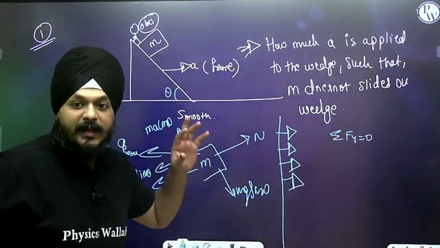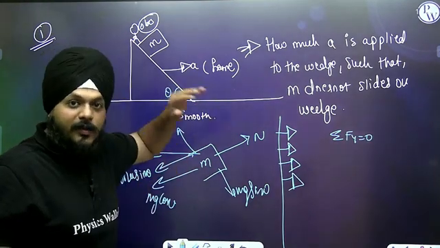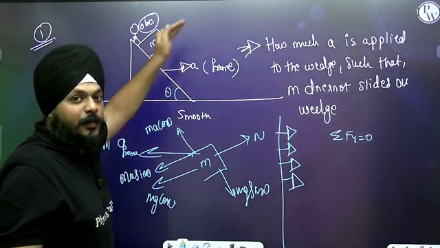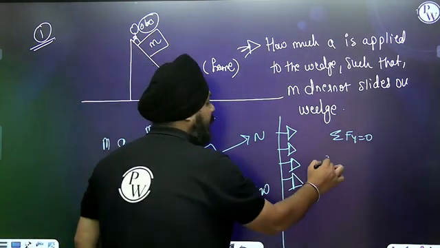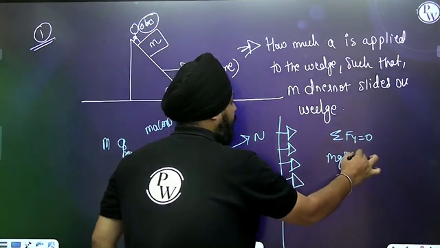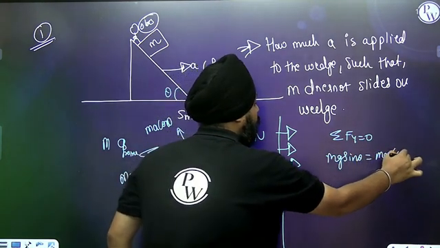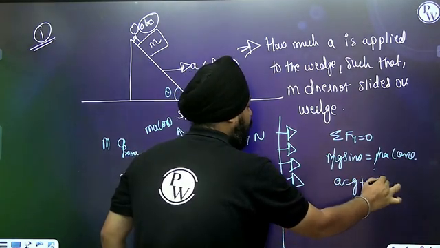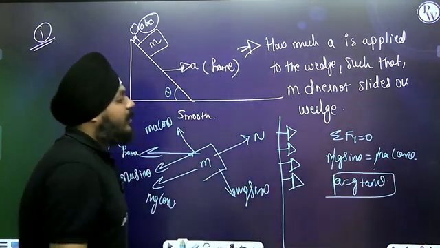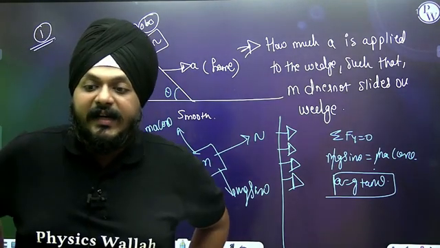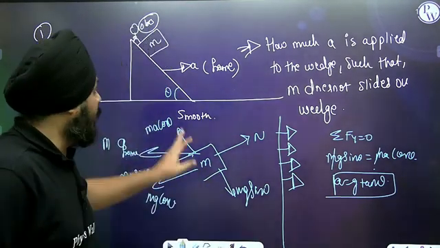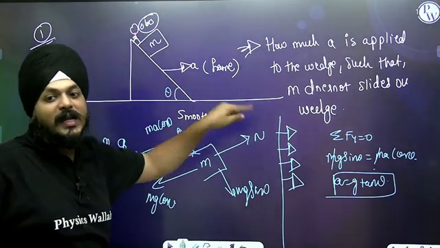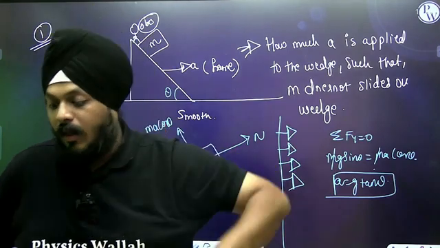And I have told you many times, whenever you are dealing with an inclined plane, always consider the incline as the x-axis and perpendicular to it as the y-axis. It means that mg sine of theta is equal to ma cos of theta. So A is equal to g tan theta. If you apply this acceleration to the wedge, to the frame, then m is not going to slide down the inclined plane.